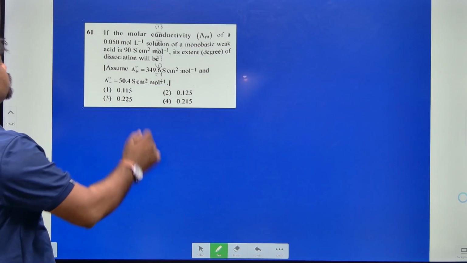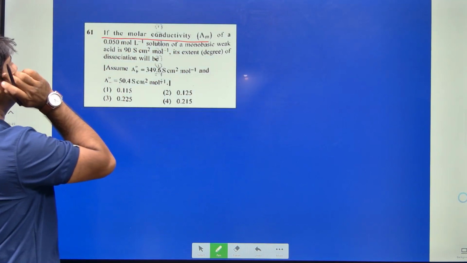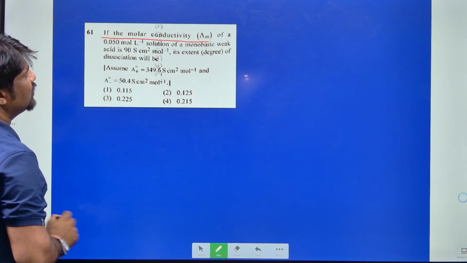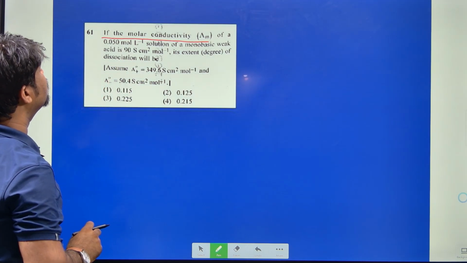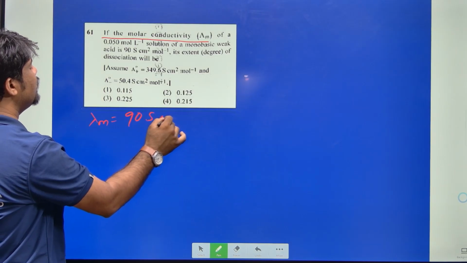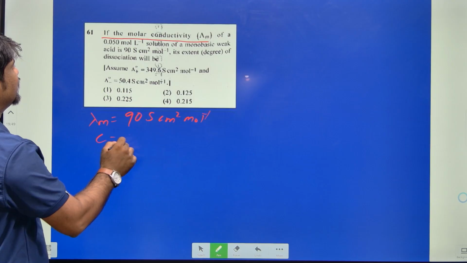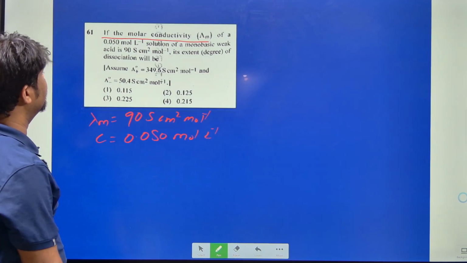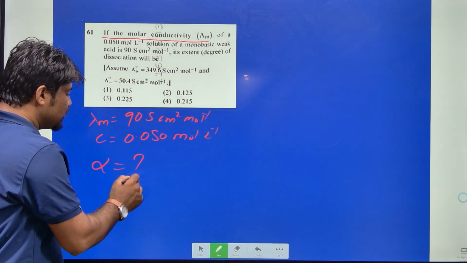Go to the next problem. If the molar conductance, lambda m, of a 0.050 mole per liter solution of a monobasic acid is 90 Siemens centimeter square per mole, so lambda m is equal to 90 Siemens centimeter square per mole, and the concentration is 0.050 mole per liter. Its degree of dissociation is equal to what? Then alpha is equal to how much?